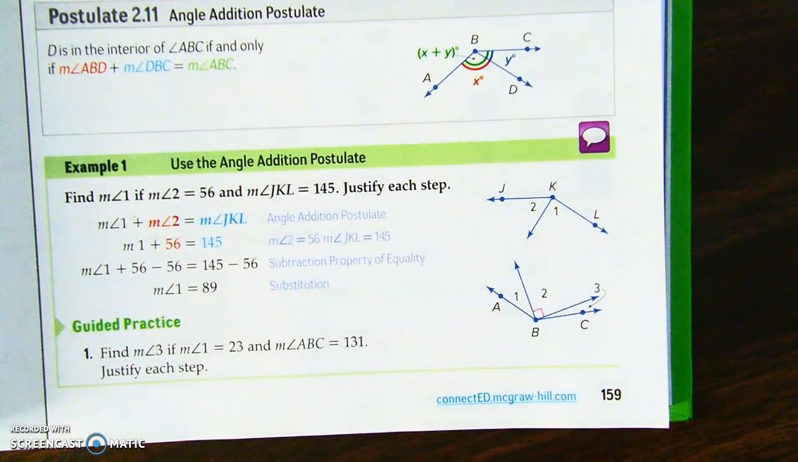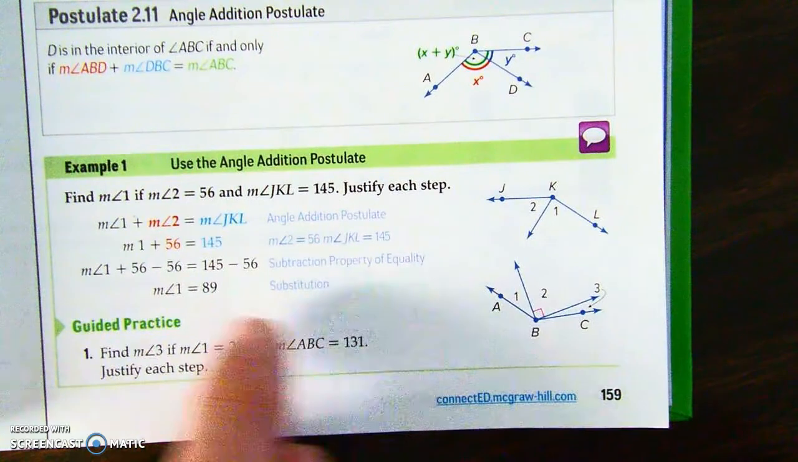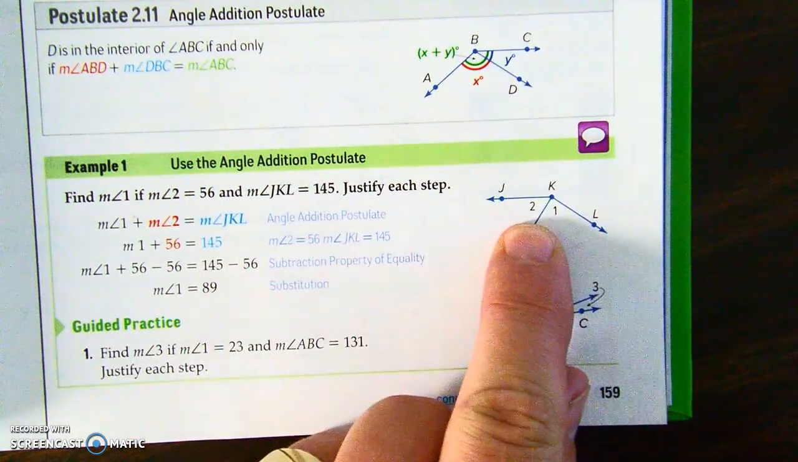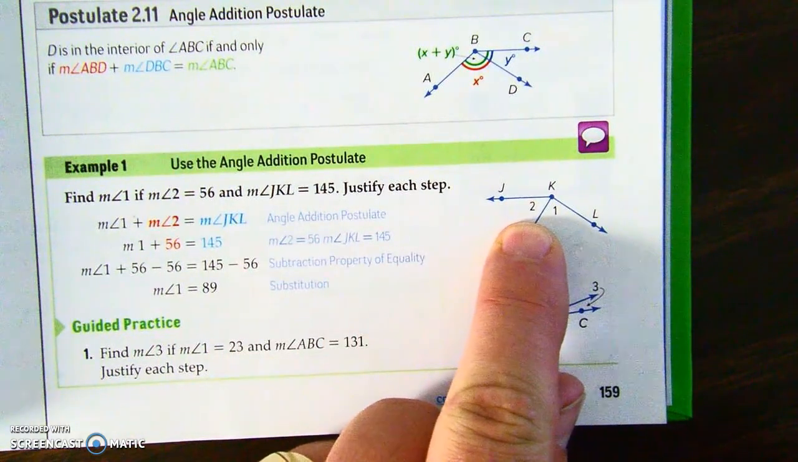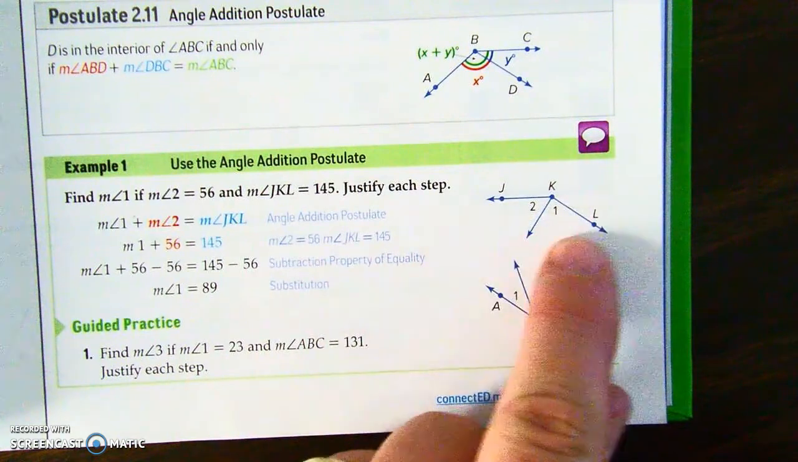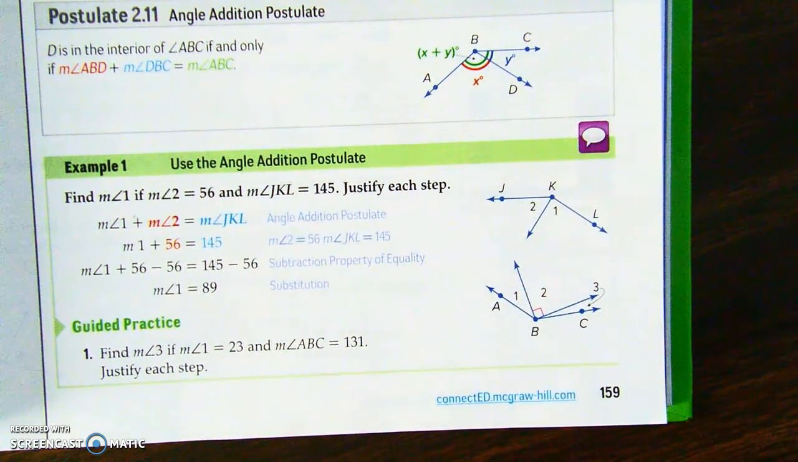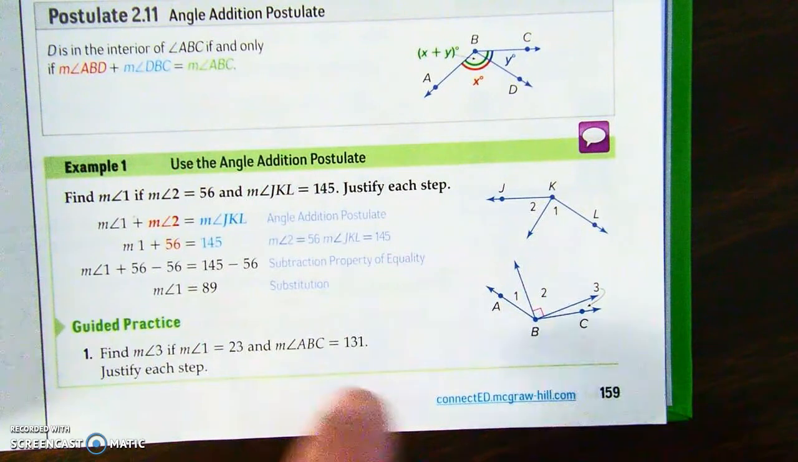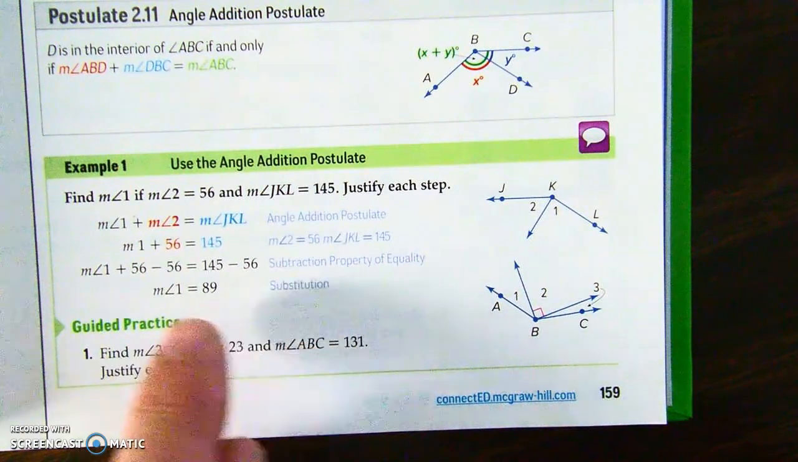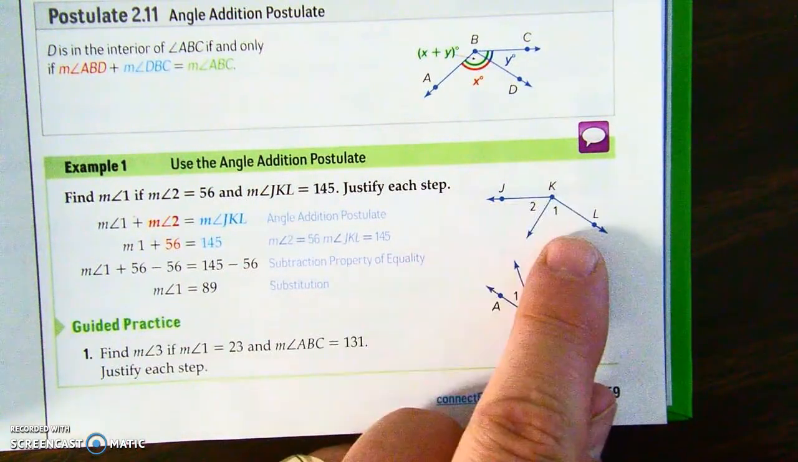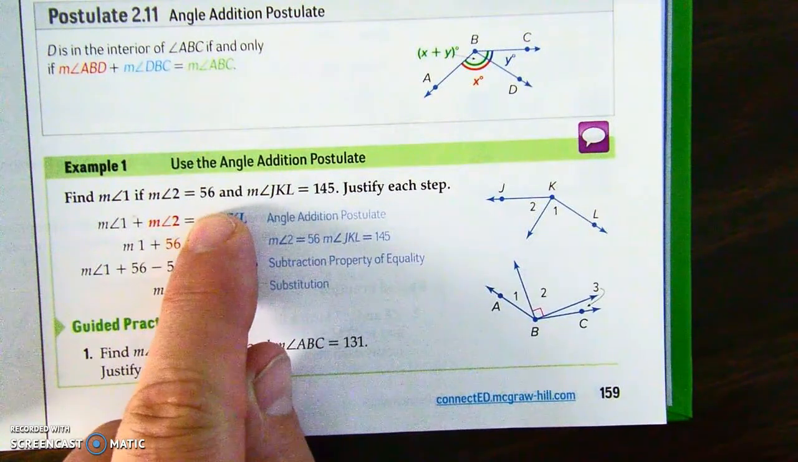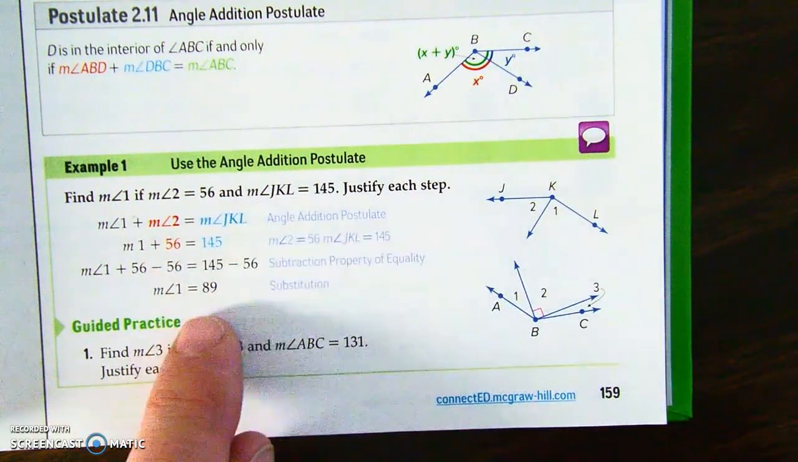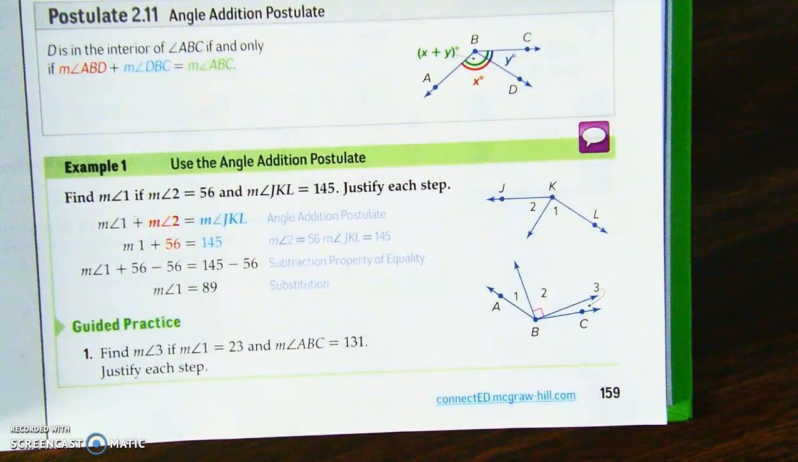So I would write in the information here. In angle 2, I would write in 56 degrees, and we know that the whole angle is equal to 145 degrees. Therefore, what do we do in order to solve for that? We know that the overall angle is 145. We subtract 56 degrees from it, and that gives us an answer of 89 degrees.